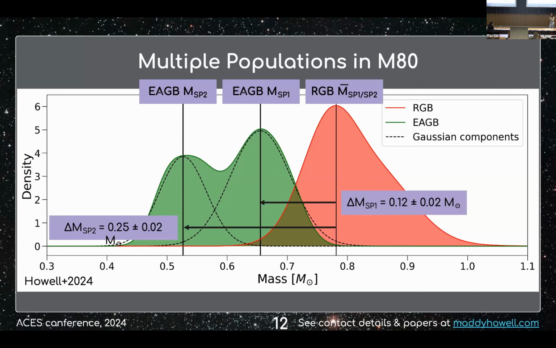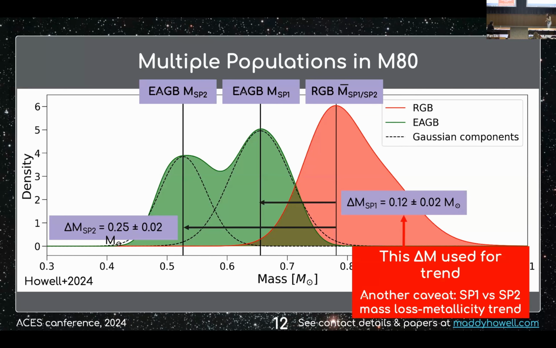So this could be the first direct evidence of different mass loss between the subpopulations. And one thing I did want to point out: the plot that I showed before only used the subpopulation 1 mass loss, and that's because SP1 stars are meant to be more abundant within clusters. However, it introduces another caveat. On top of needing a mass loss metallicity trend for type 1 and type 2 globular clusters, subpopulation 1 and subpopulation 2 stars might also need their own mass loss metallicity trends.